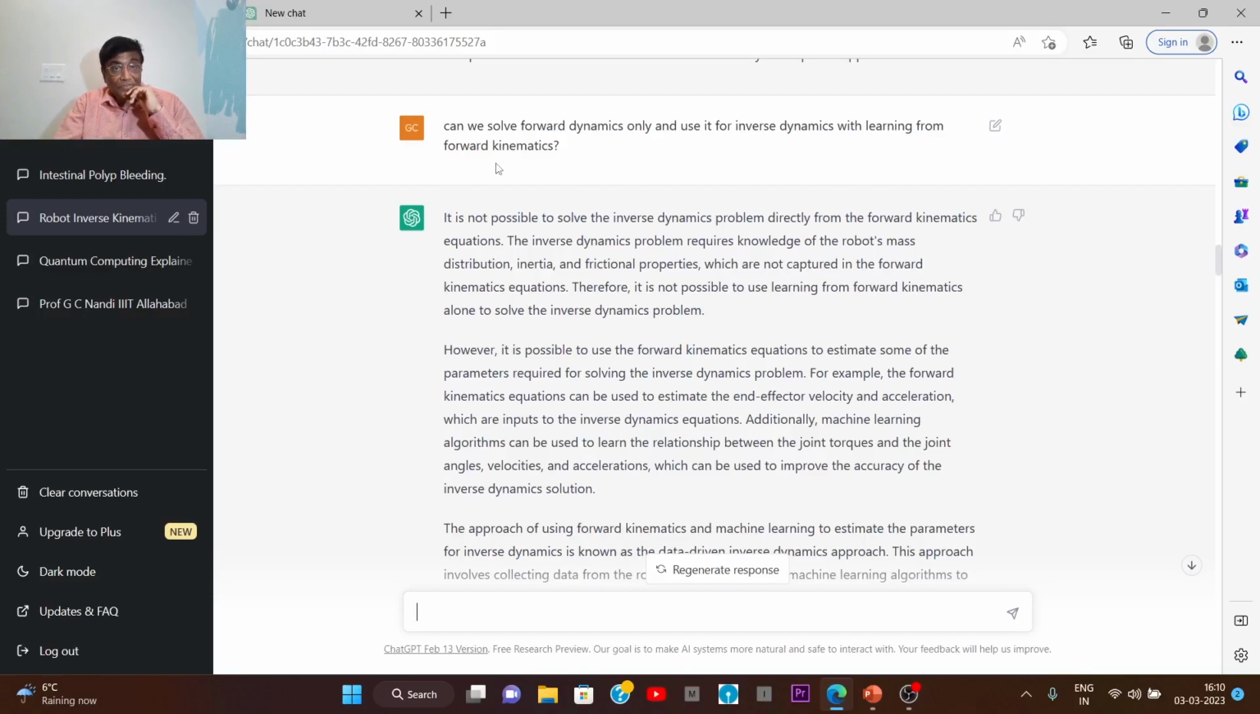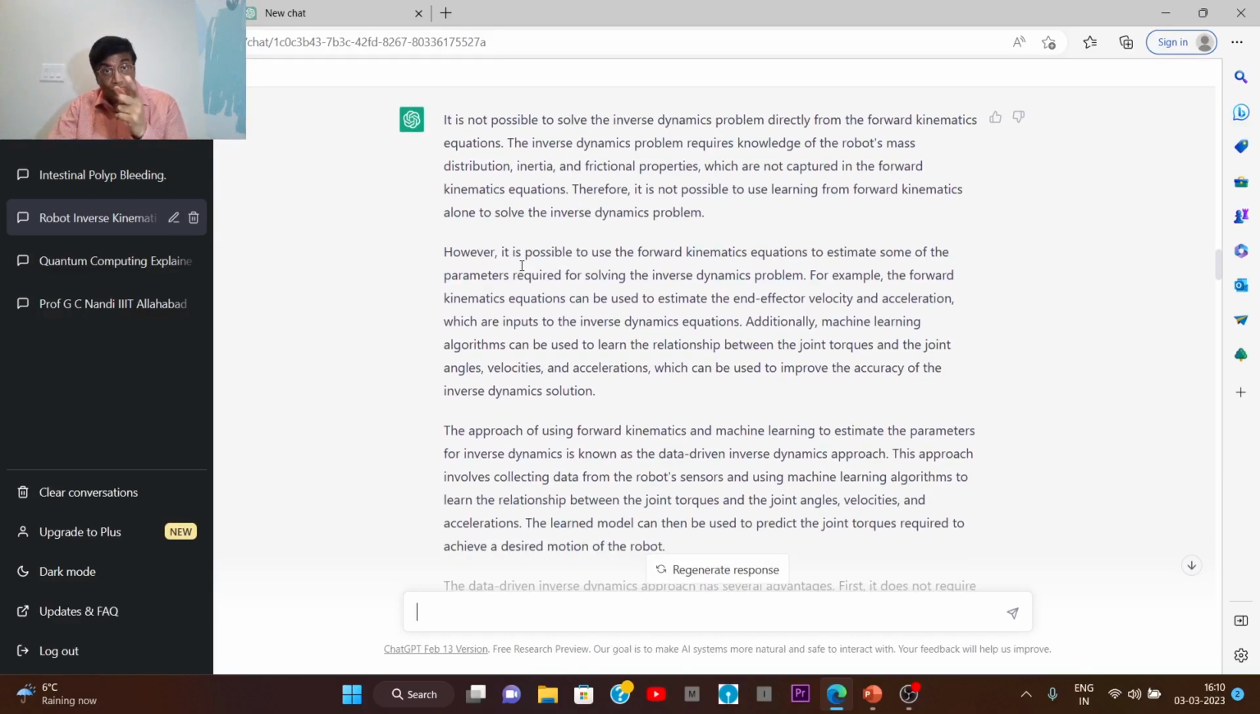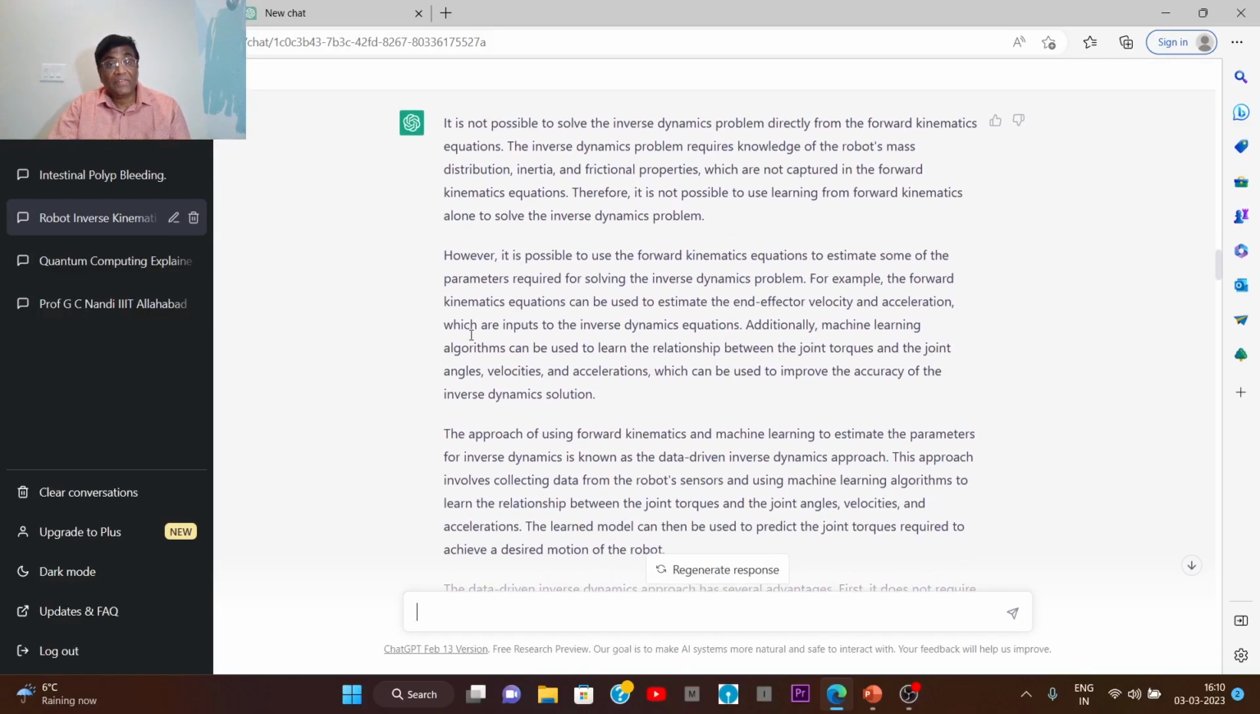But immediately it understood, because I would have to write the forward dynamics equation, and the forward kinematic equation has only, as you know, link lengths. It doesn't have mass, inertia, and friction, and it knew. So the way it is answering questions so far, it will get an A plus. Definitely. What it wrote is that it is not possible to solve the inverse dynamics problem directly from the forward kinematics equation.